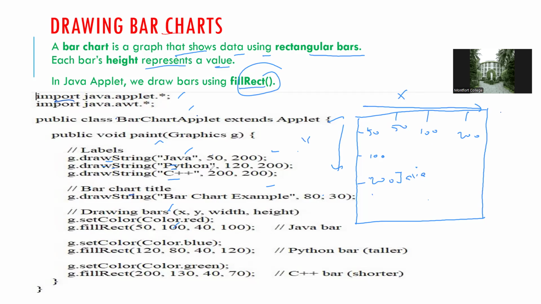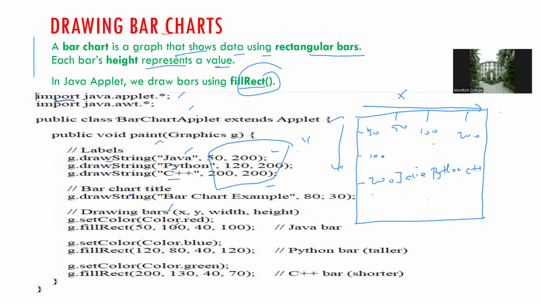Okay. Next Python 120, 200. So Python 120 on the x-axis. So here the point starts at 120, 200. So 120, 200 means here it is. So Python will be coming here. Next we have C++, 200, 200. So 200 here, another 200 is here. The coordinate is here. So C++ will be drawn here. So that is the sequence Java, Python, and C++ if you are writing in these coordinates.